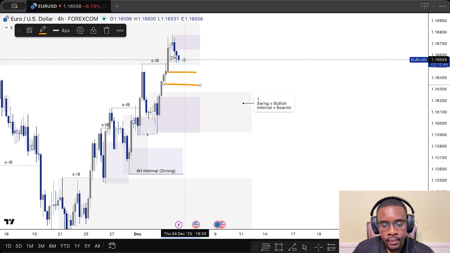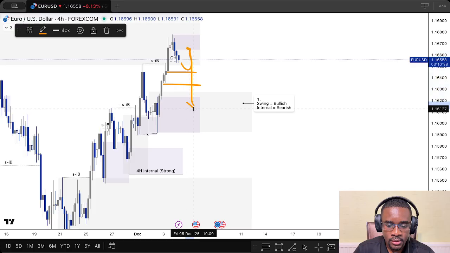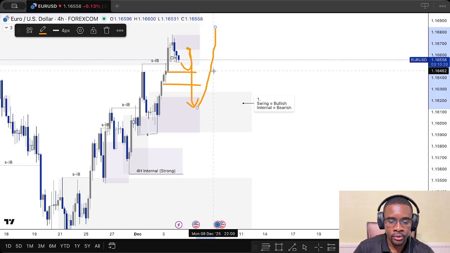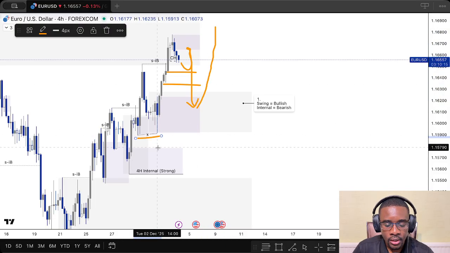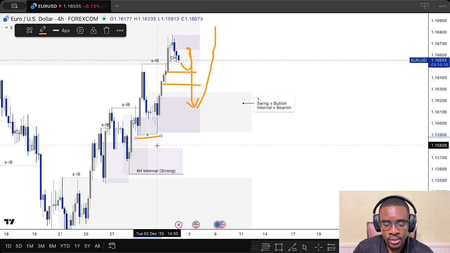Okay, price could react, of course, right, mitigate this new supply that has been formed, and then take out the 1 hour demand, okay, to at least mitigate this daily demand, which has a nested 4 hour and 1 hour in it, and then we could then have a bigger reaction. However, because there are also relatively equal lows, we could call it trend line liquidity.